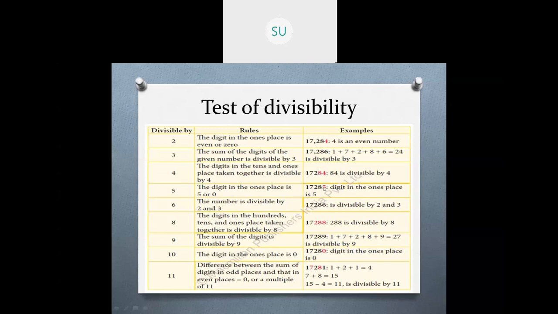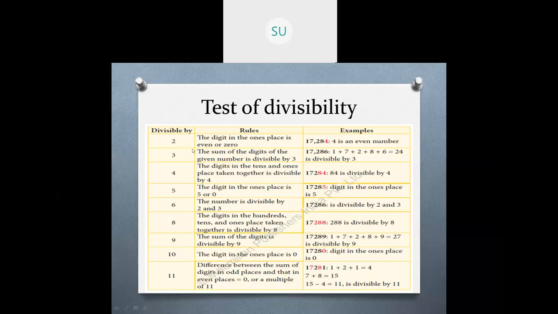Now moving on to 5. Whenever a number is ending with the digit 5 or 0, that is the digit in 1's place is 5 or 0, then the number is divisible by 5. So 17,285. In 1's digit we have 5. So this number is divisible by 5. Okay, if this was 17,280, that is 0 in 1's place, then also the number would be divisible by 5.